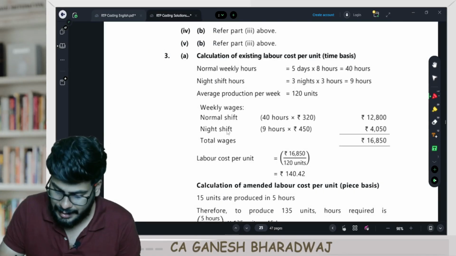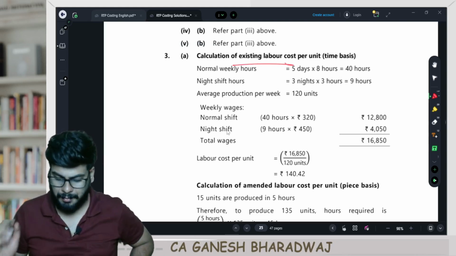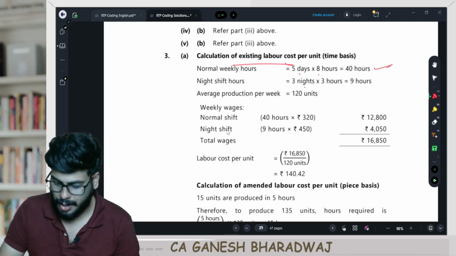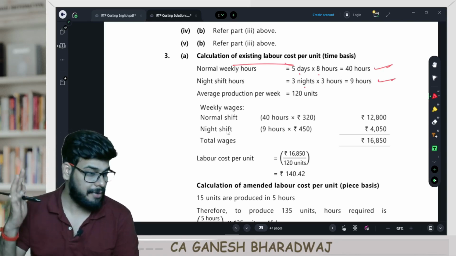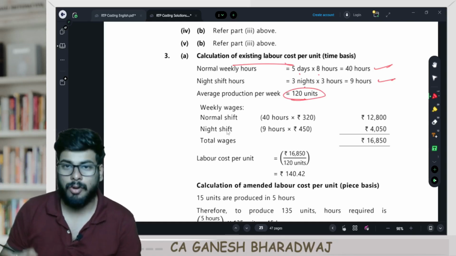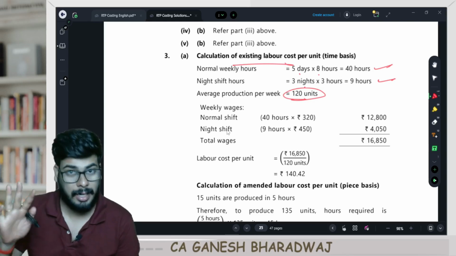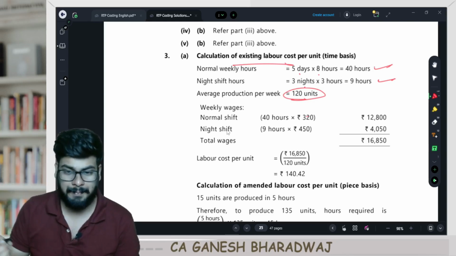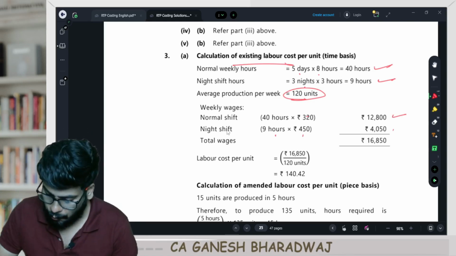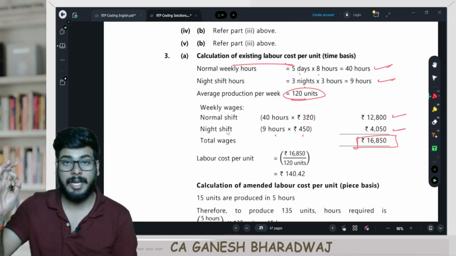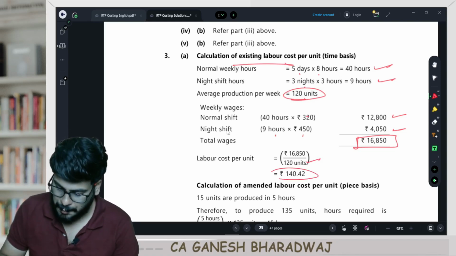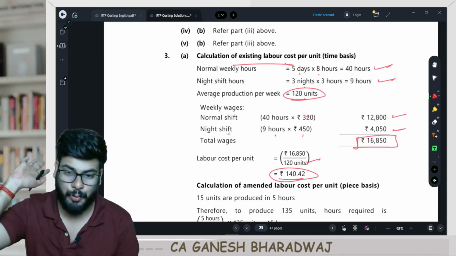So now, existing labor cost per unit. Basically what they have done, 5 days into 8 hours, 40 hours. Night shift is 3 nights into 3 hours, it's going to be 9 hours. And they have given in the question that a total of 120 units have been produced. So now, how much is the total employee cost incurred? Currently, 40 hours into 320, yes, 320 is the day rate, it's 12,800, 9 hours into 450, the night rate, 4,050, a total cost of 16,850 rupees is incurred to get an output of 120 units. The labor cost per unit is how much? 140.42. Are you clear with this?